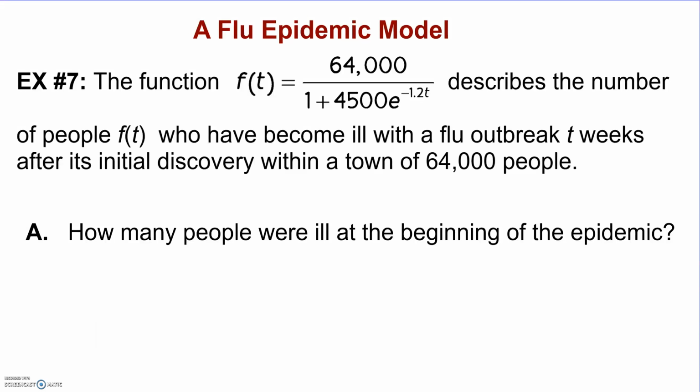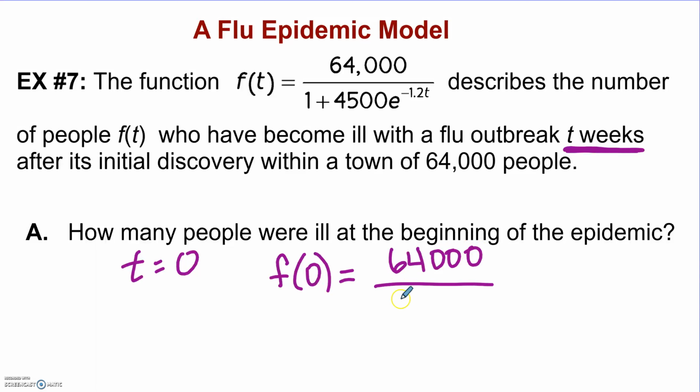Now notice that in this problem, t, which is the variable, represents the number of weeks. So at the beginning of the epidemic, t is 0. So when I'm asking how many people were ill at the beginning, I'm looking for what would happen if I put in 0 in place of t. So in other words, let's just find f of 0.